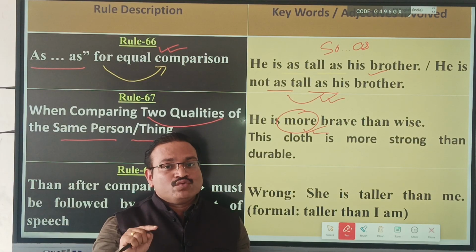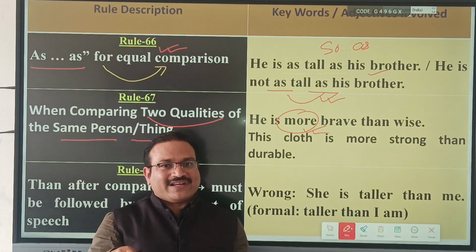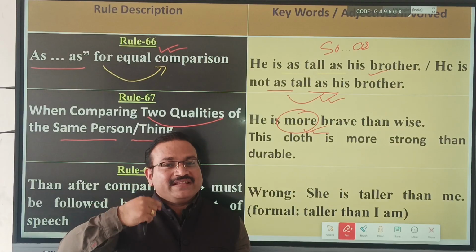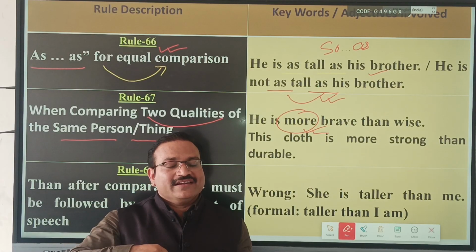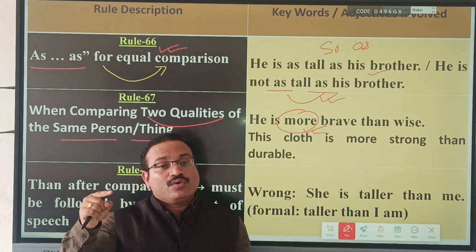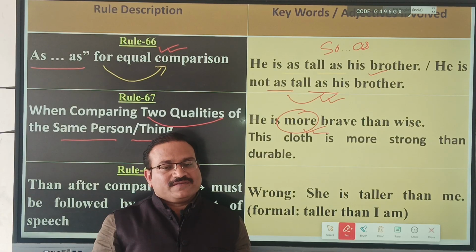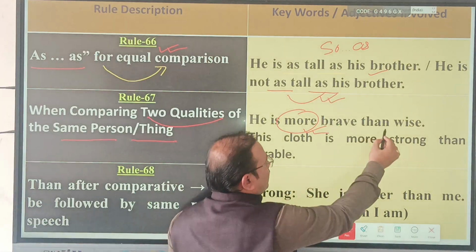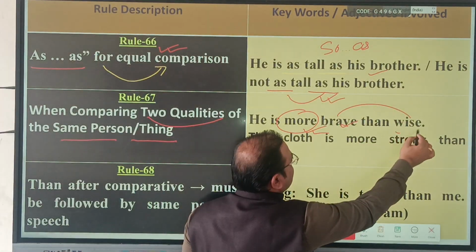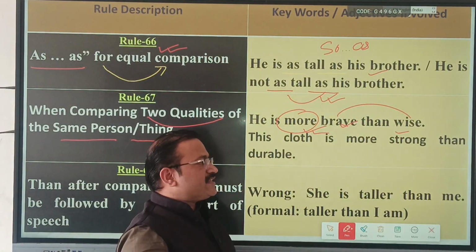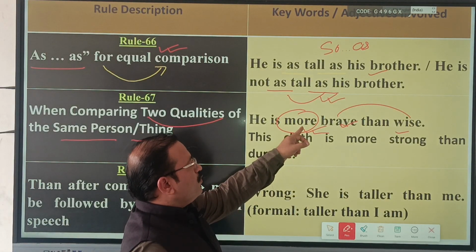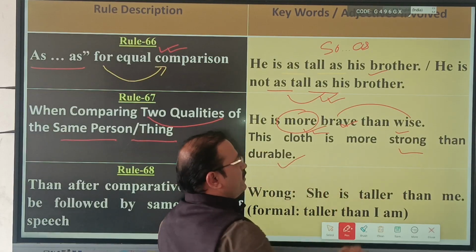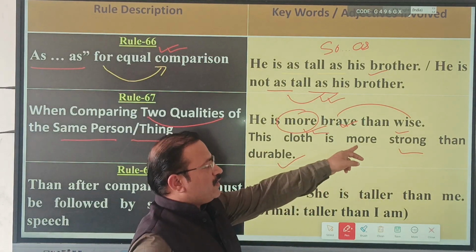In general, wise, wiser, wisest, wiser use hota hai. But since the comparison is being made within the same person or same thing, we shall use more wala comparison. So he is more brave than wise. The same wisdom and bravery of the same person being used. So what we use here? More. This cloth is more strong and durable.